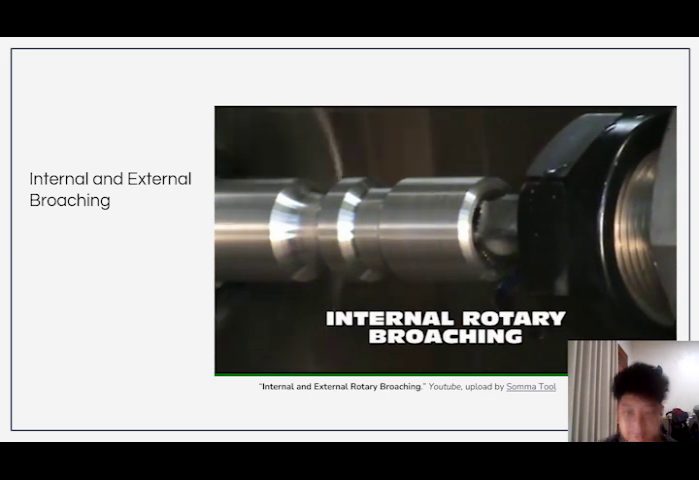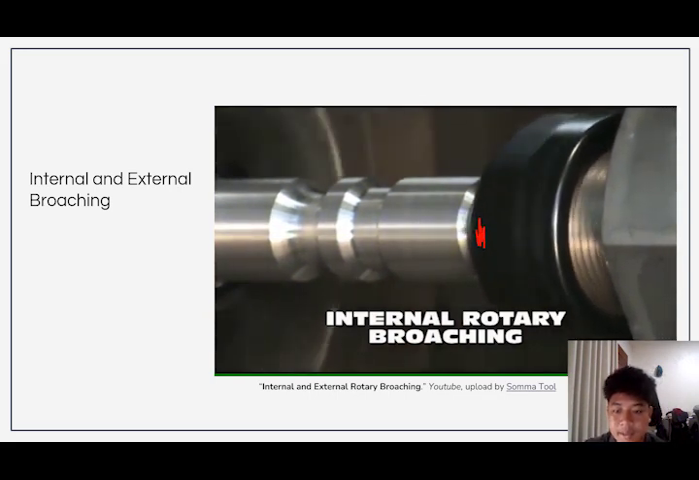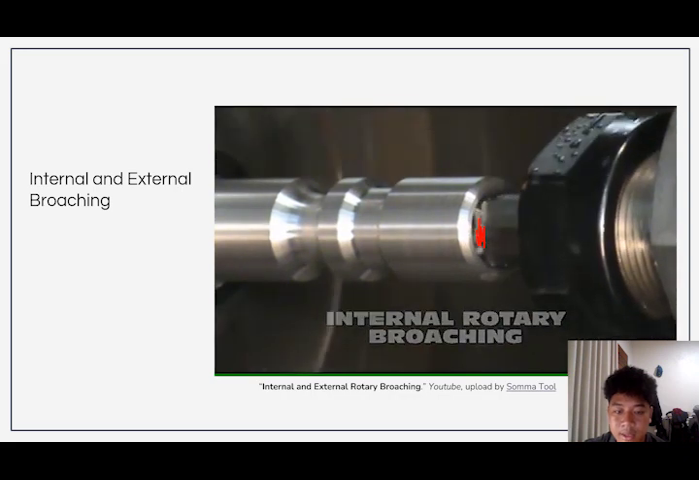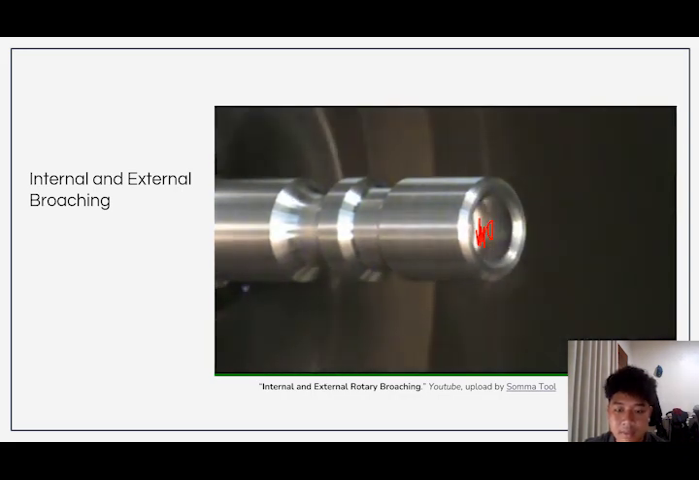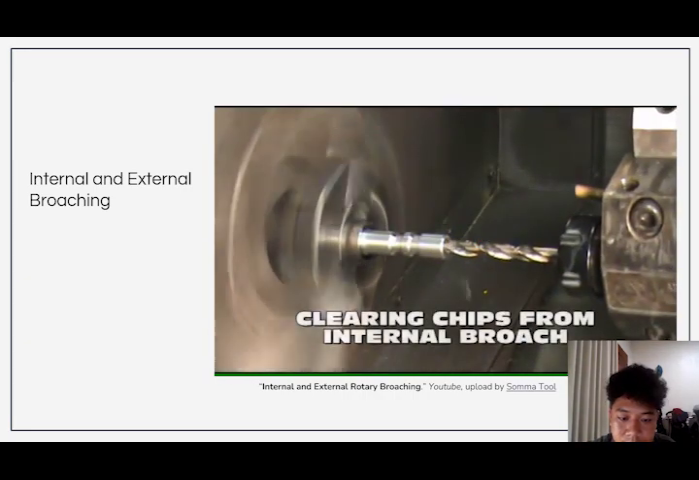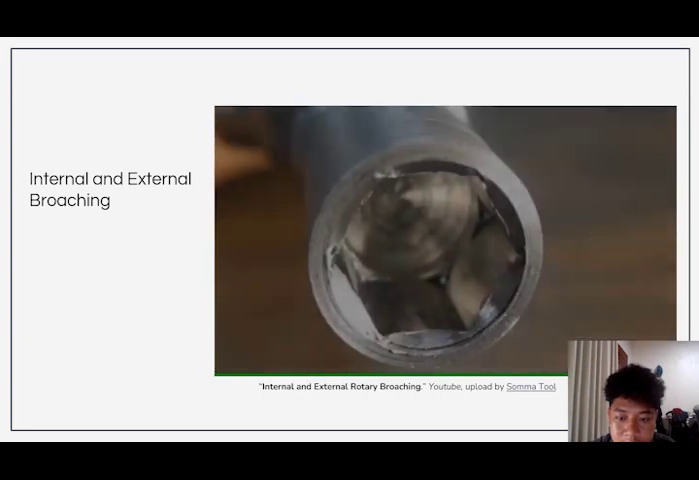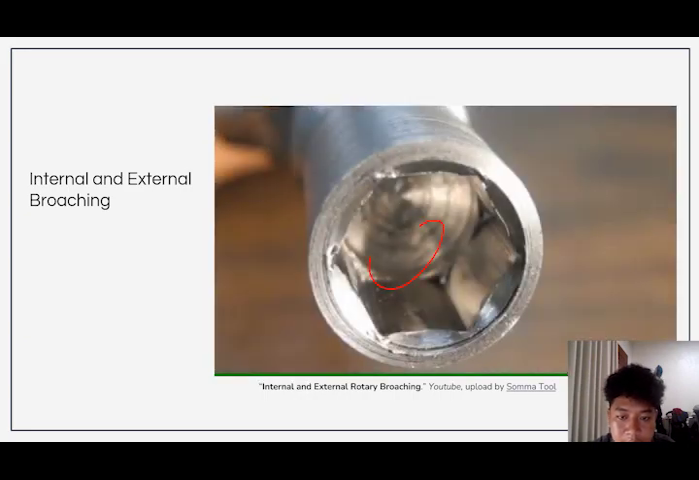First one is the internal rotary broaching process. As we can see, the process is done inside the workpiece.